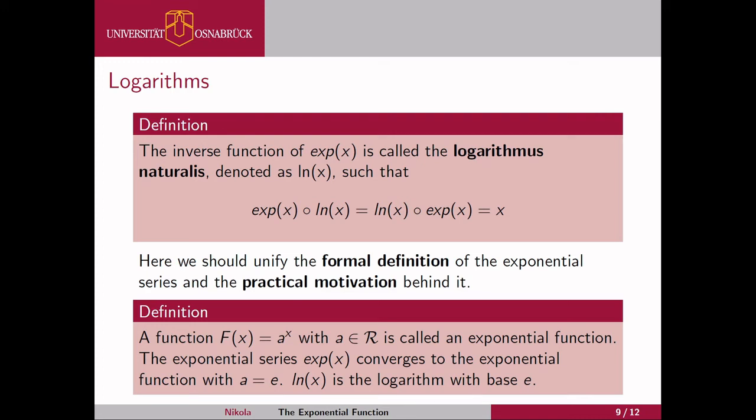So take the following definition. We have a function f of x, which is a to the power of x. And this type of function, where we have a constant and it is raised to a variable power, is called an exponential function. And if we take the exponential series, this just converges to the exponential function where our constant a equals Euler's number e. And then ln of x is just the logarithm with base of Euler's number.